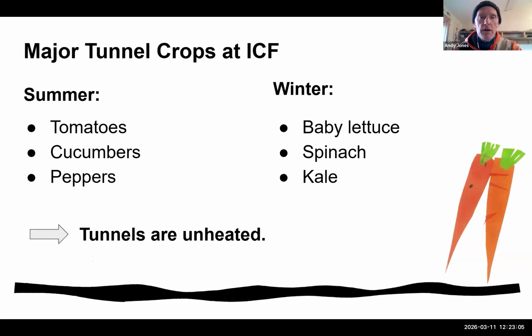So our major tunnel crops are tomatoes, cucumbers, and peppers in the summer. And in the winter, the things that we grow substantial amounts of are baby lettuce, spinach, and curly kale. We do a smattering of a bunch of other things in the winter, some herbs, some other baby greens, arugula, things like that. But these crops are really the focus of most of what we do. All of our tunnels are unheated. That has some implications in terms of our ability to control humidity.